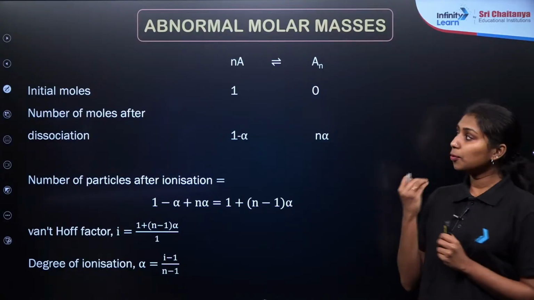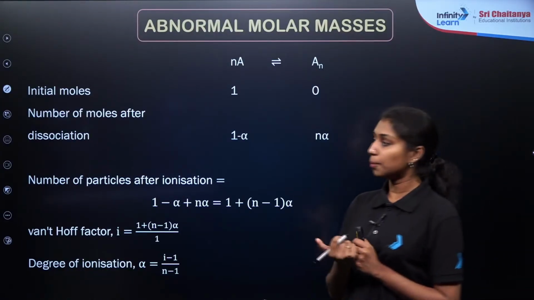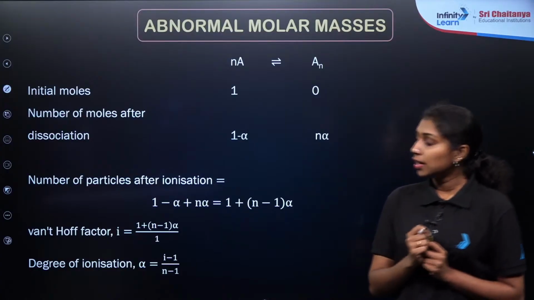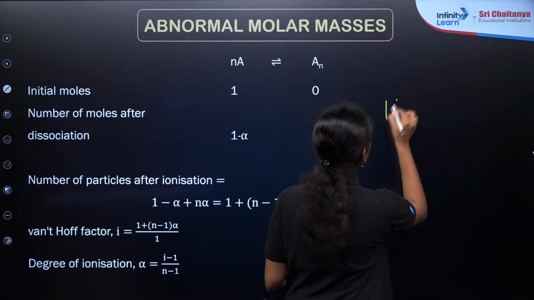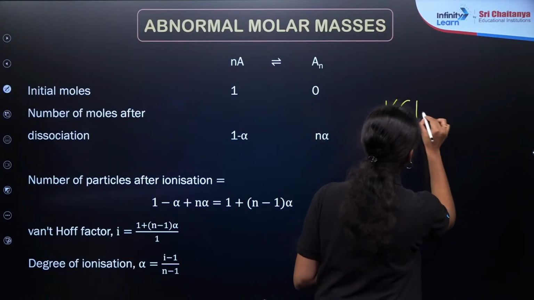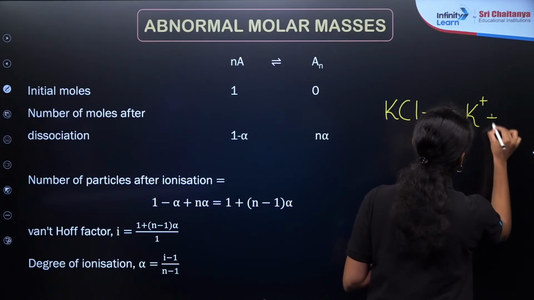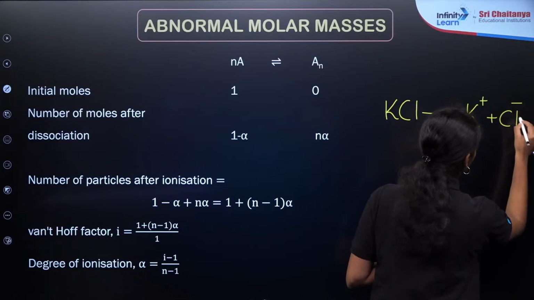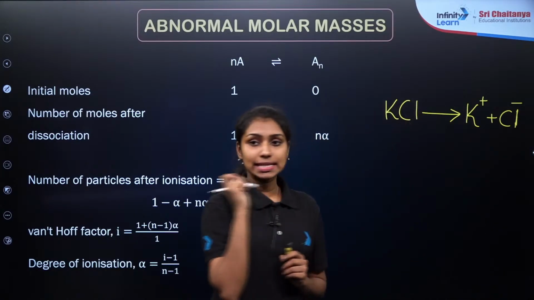Now let's see how the association or the dissociation of the particles affects the colligative properties. In general, we can take an example given here. KCl or NaCl will dissociate into K plus and Cl minus ions, because it is a strong electrolyte. So it will change into K plus and Cl minus.